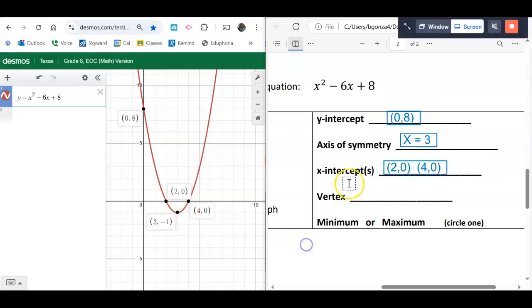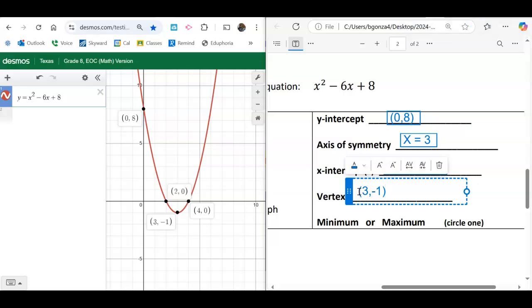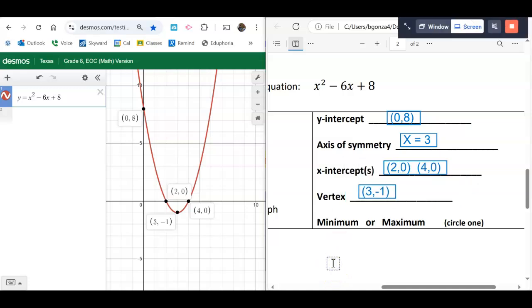All right. Now what about the vertex? Where it changes direction right here is 3, -1, right? Last step. How do I tell if it's a min or a max? Is it at the top or the bottom? This point is at the bottom of a U. Bottom means minimum. Sound good?